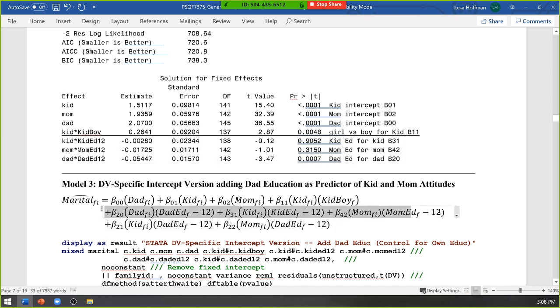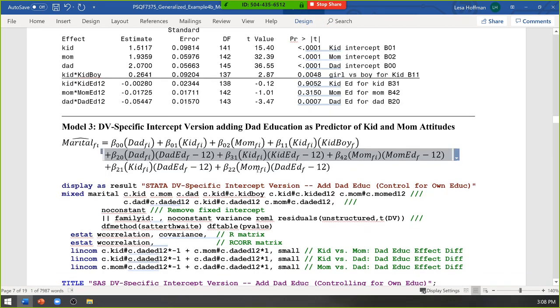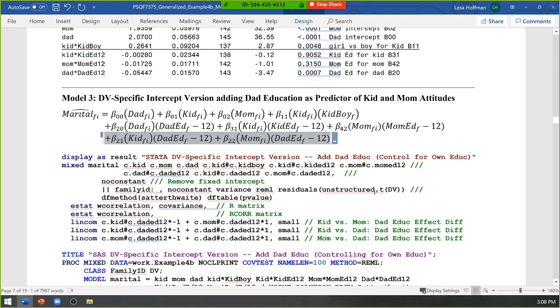So the next model then, here are the effects of your own attitude. I'm leaving them in all as controls. And now I'm adding these terms. The effect of father's education on the child's attitude, the effect of father's education on the mom's attitude. So these are known as partner effects in the actor-partner parlance. It's someone else's predictor on my outcome.